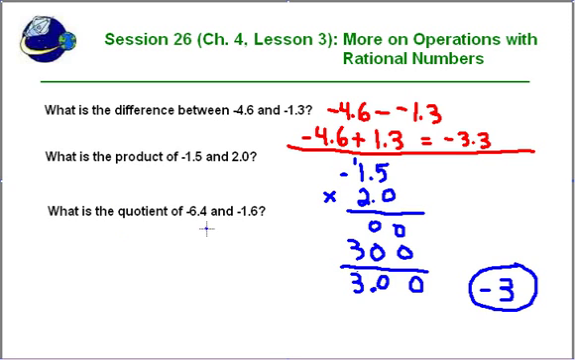Lastly, what is the quotient of negative 6.4 and negative 1.6? Well, let's just go ahead and write it out. There's your 6.4, and we got a negative. And there's our division sign. And then there's our 1.6 with a negative. Now remember, just like in multiplication, once you get the problem set up, you can ignore the signs for now. Once you get this division problem set up, we just go ahead and divide by ignoring whatever the positive and negative signs are. So we're going to simply divide 6.4 divided by 1.6.